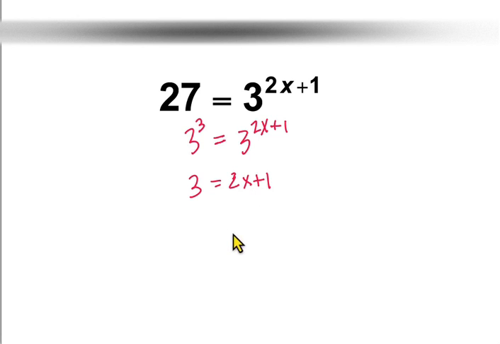plus 1. Using the reflexive property of equality, I swap terms across the equal sign and I get 2x plus 1 equals 3. Subtracting 1 from both sides of the equation, I get 2x equals 2. And then dividing both sides of the equation by 2, I get x is equal to 1.